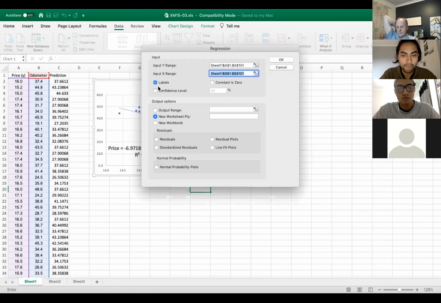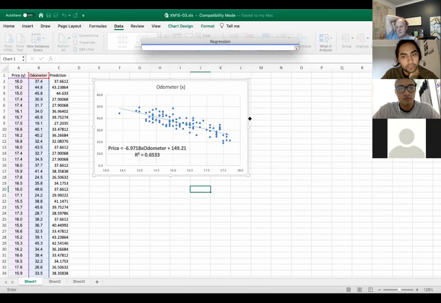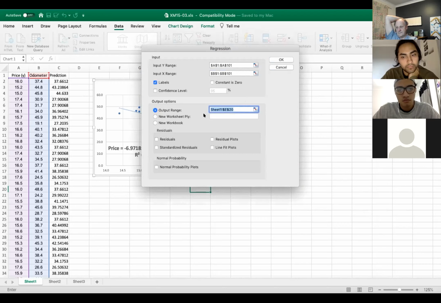Okay, now labels is marked. Output: click on the little round circle next to output range. No, the round circle. Yeah, and now click on that one and put it there in E20, say. Press enter. And now at the bottom, we don't need any of that yet. So just click on OK.